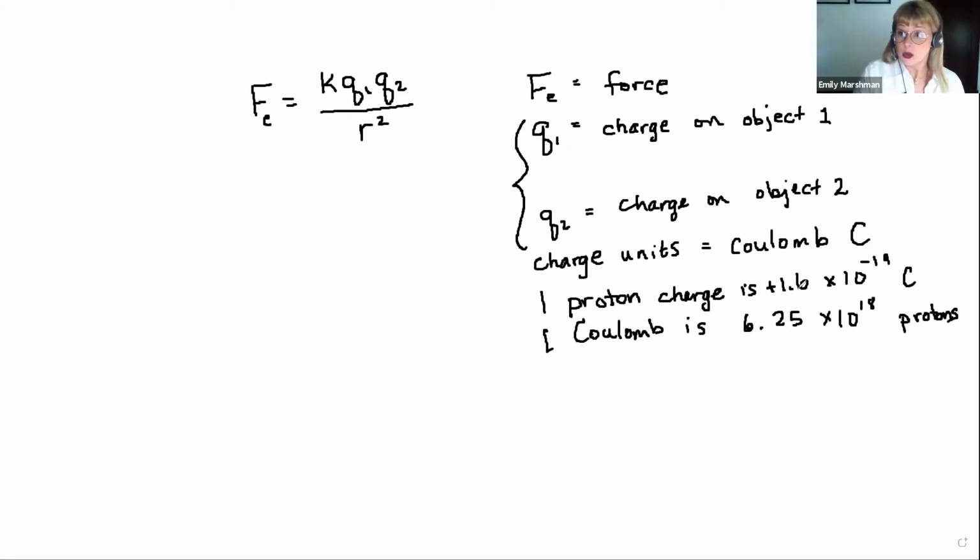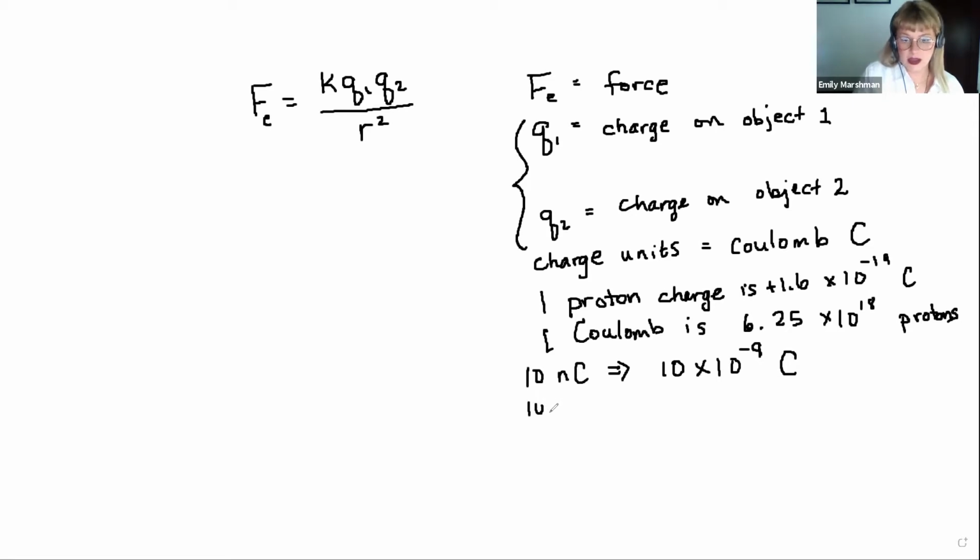Okay. We don't normally see charge at that level. That's a lot of charge. Usually we see something like nanocoulombs or microcoulombs. And by the way, if you're given a charge like 10 nanocoulombs and you need to convert that into regular coulombs, you just multiply it by 10 to the negative 9th. So this would be equal to 10 times 10 to the negative 9th coulombs. That's how you go from nanocoulombs to coulombs.